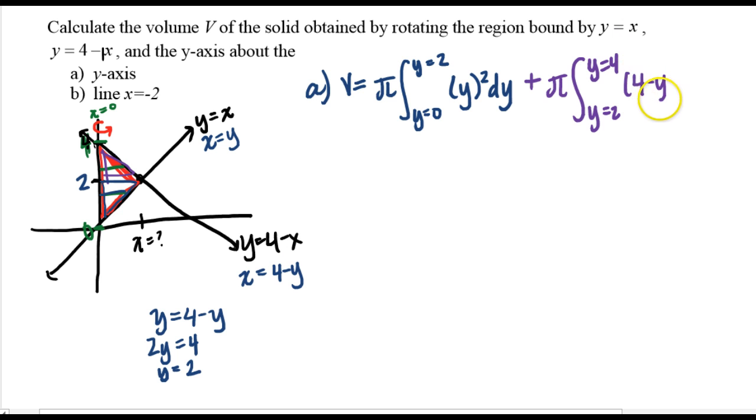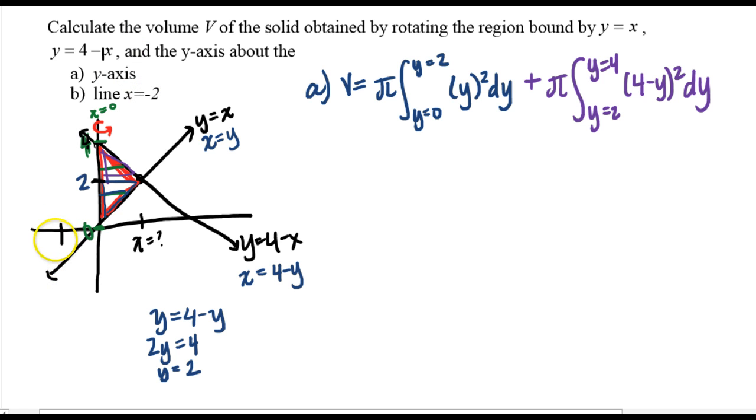So 4 minus y, technically minus 0, that's the left function, is minus 0, quantity squared dy. So this is now the two integrals it takes to find the volume of the solid to rotate this region around the y-axis. And now let's try rotating around the line x equals negative 2.